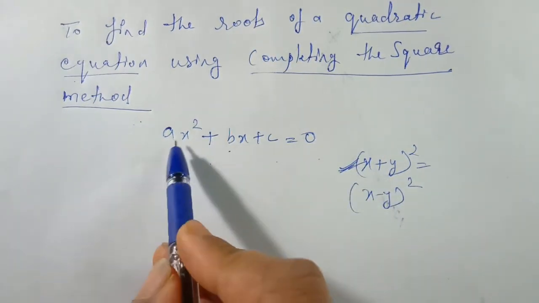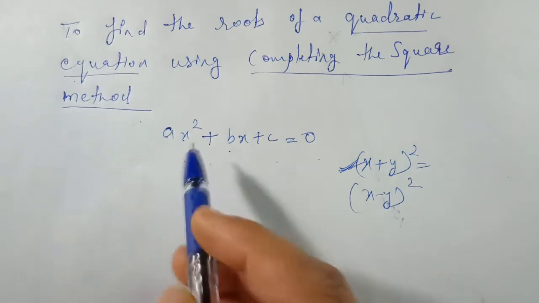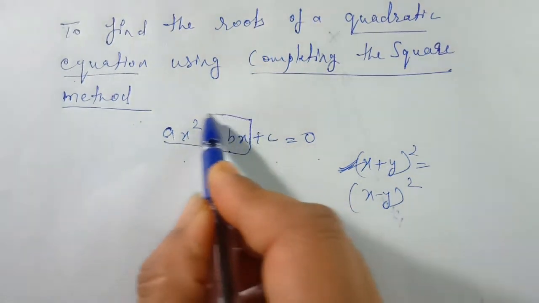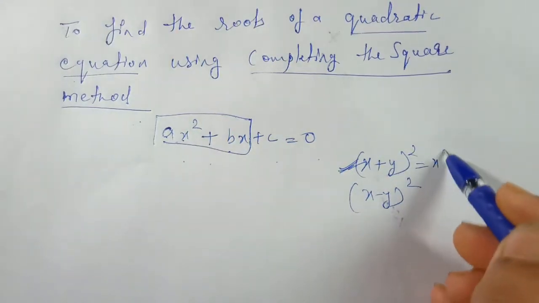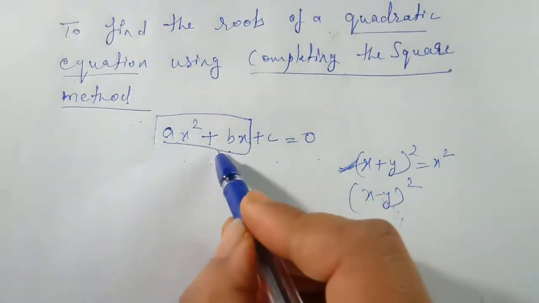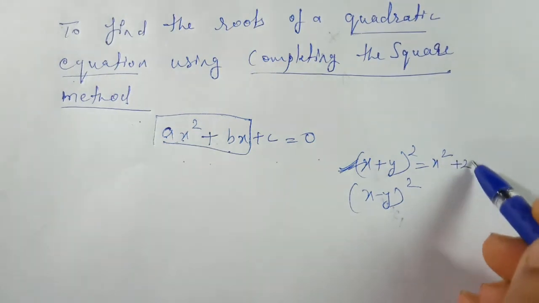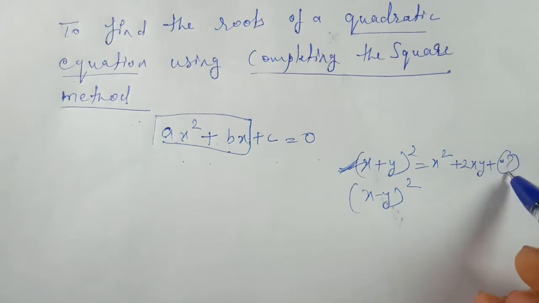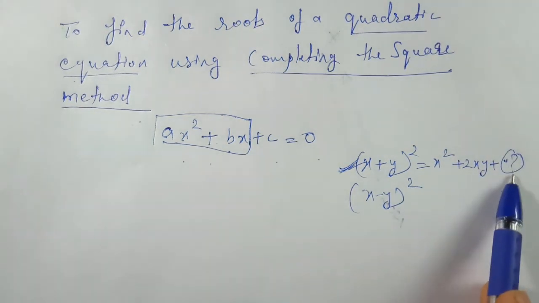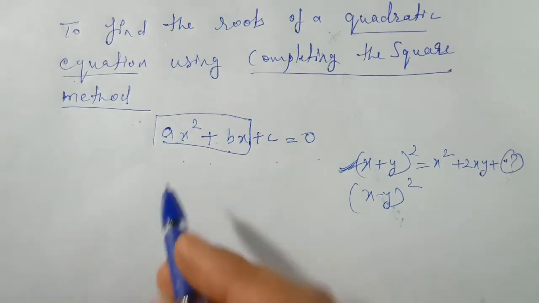So what you have to do, you have to take these two terms. This we can take as x square, and the second one is plus 2xy and y square. We don't know here what the term is, so we have to first identify what term will come here. There is a trick for finding it. So let us first start.